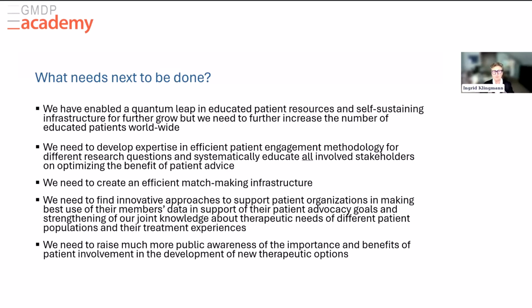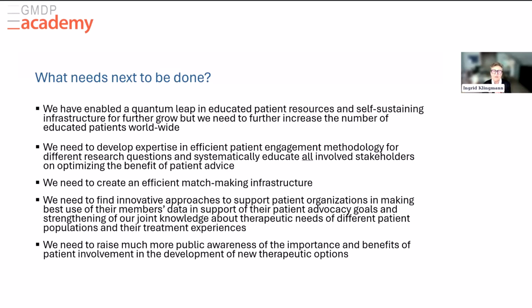We need to develop this expertise in efficient patient engagement methodology for the different research questions and systematically educate all involved stakeholders, not only the patients, but also all involved stakeholder disciplines on how to optimize the benefit of patient advice, and also make sure that this is then communicated so that we learn from the experiences that the different stakeholders are making.